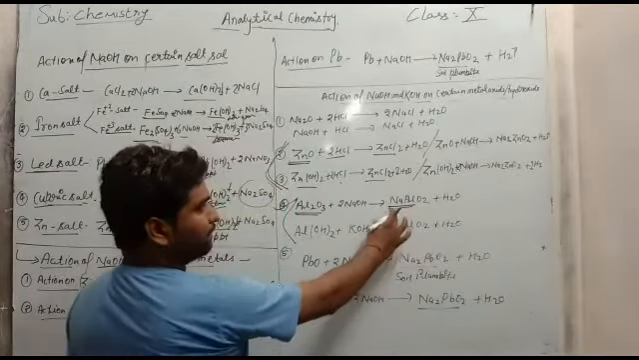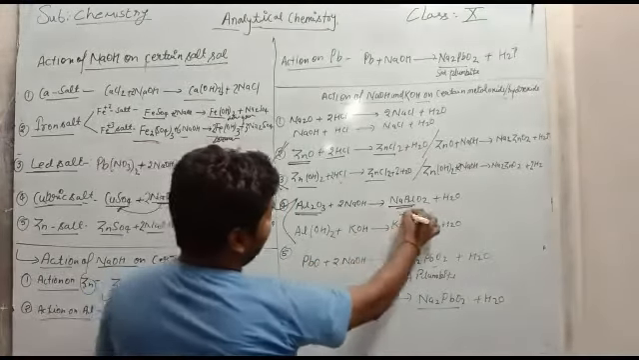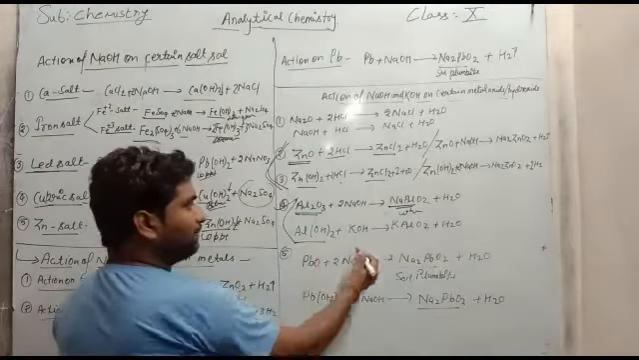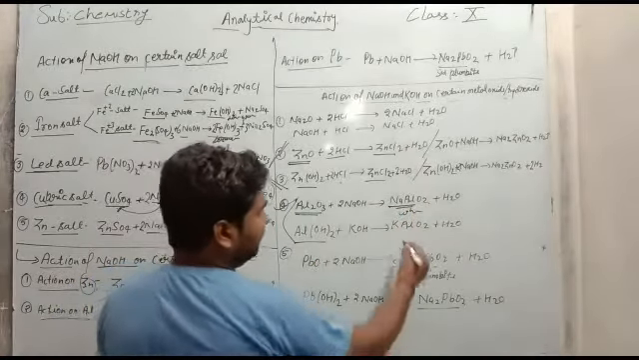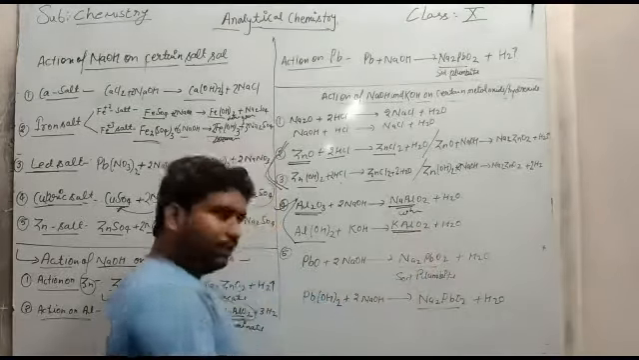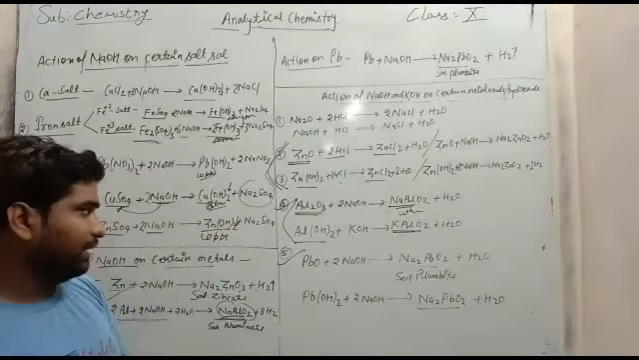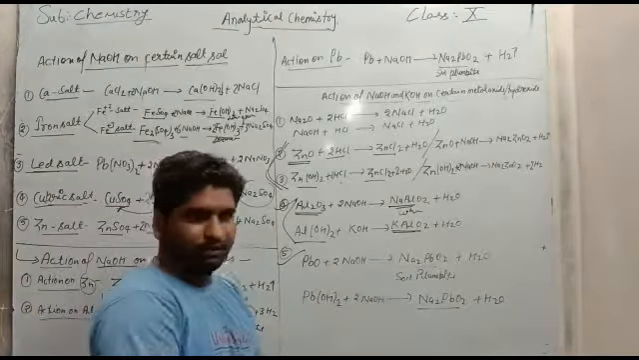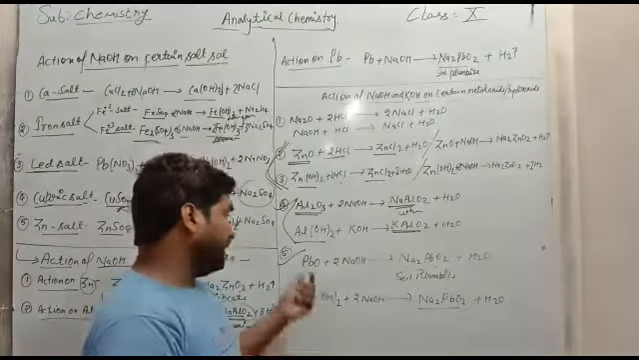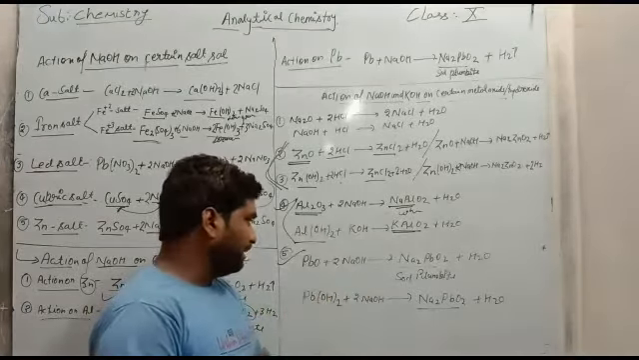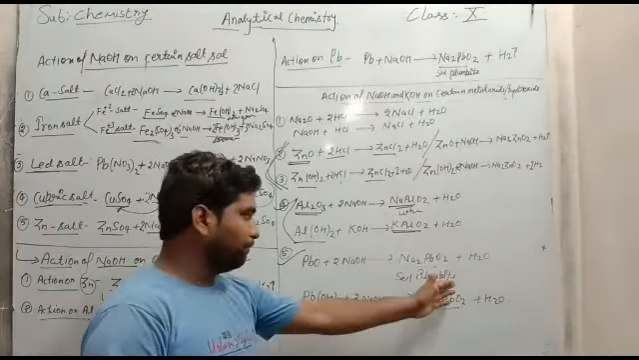What is the name of this compound? Sodium aluminate. The color of this compound is white. Okay, now aluminium hydroxide reacts with potassium hydroxide and gets converted to potassium aluminate. Okay, now next, the last one is lead oxide reacting with NaOH. Lead oxide and lead hydroxide both react with NaOH and get converted to sodium plumbite.